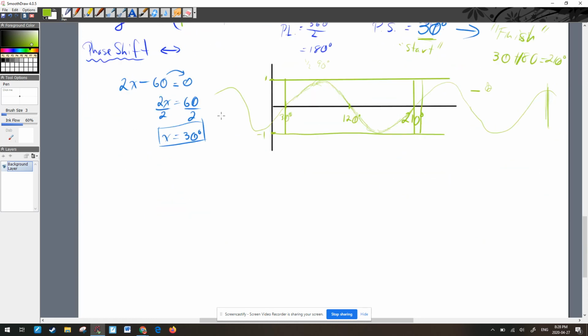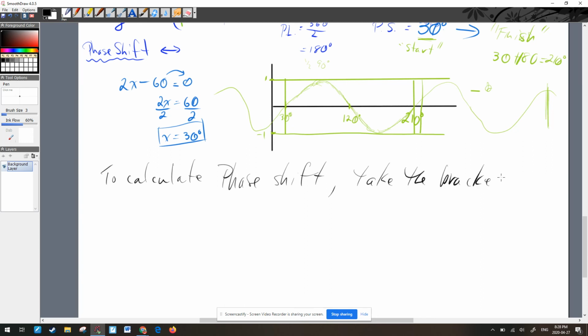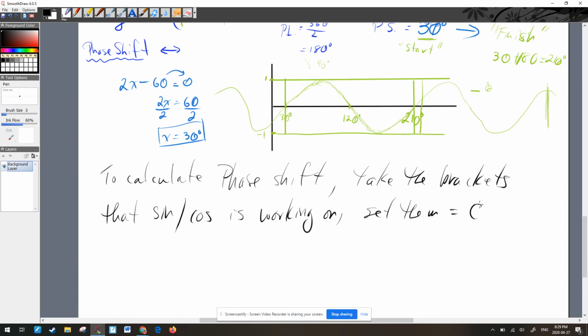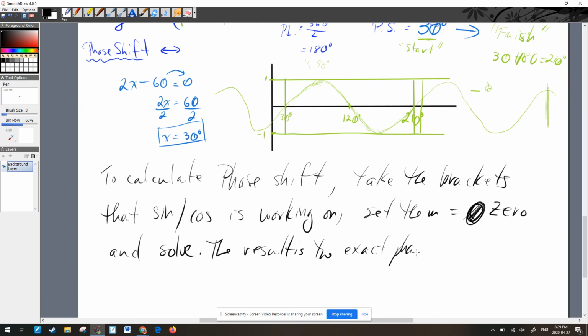So phase shift. I'm going to write those instructions on taking phase shift so that you can have them down as well. So to calculate phase shift, take the brackets that sine or cos is working on, set them equal to 0, and solve. The result is the exact phase shift.